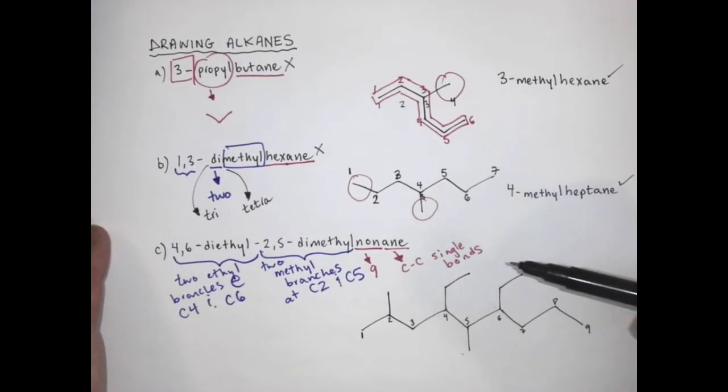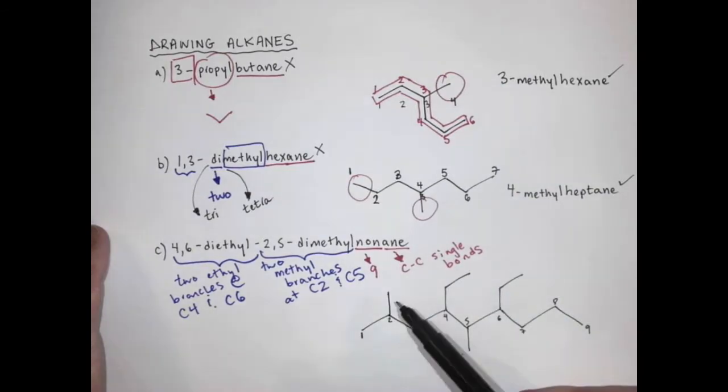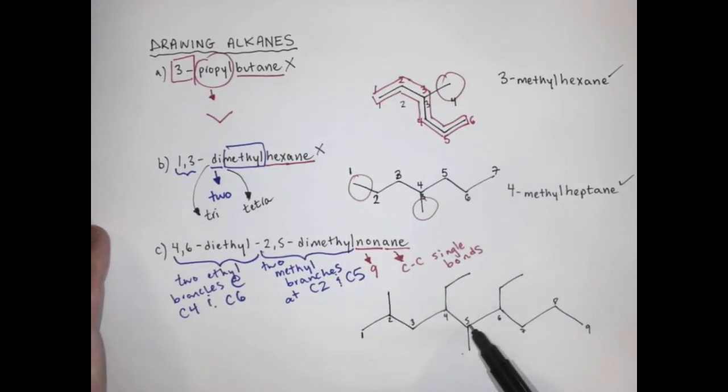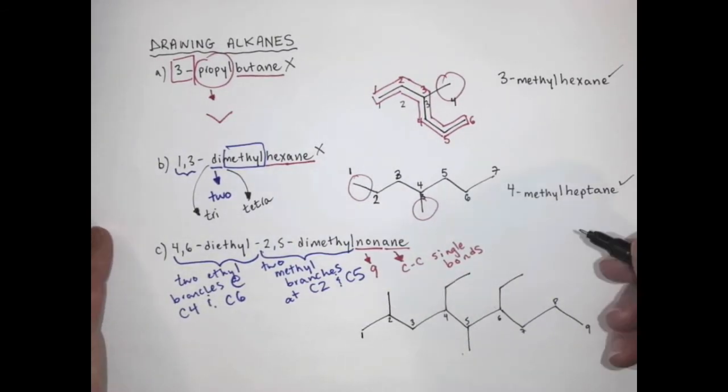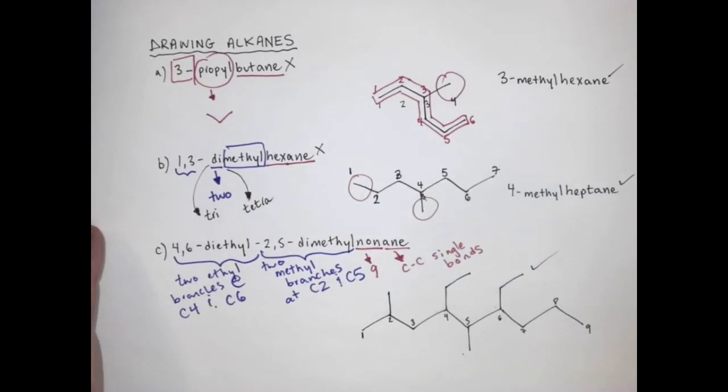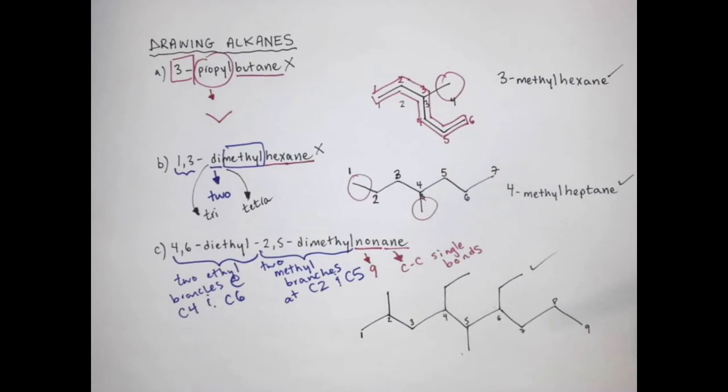You can do a double check, just make sure that the longest continuous chain does have 9 in it. Yep, that's the case. I have my methyl groups at carbons 2 and carbon 5, and then I have my ethyl groups at carbon 4 and carbon 6. So this one is good to go. Good structure. All right, that's it for this video.